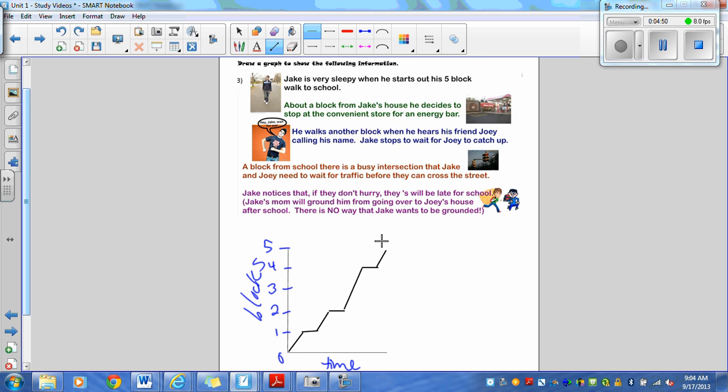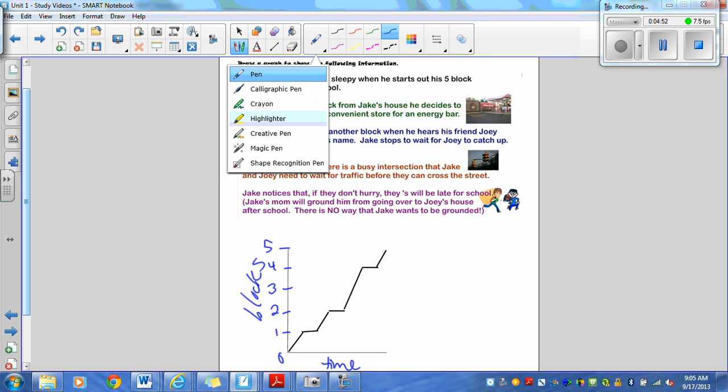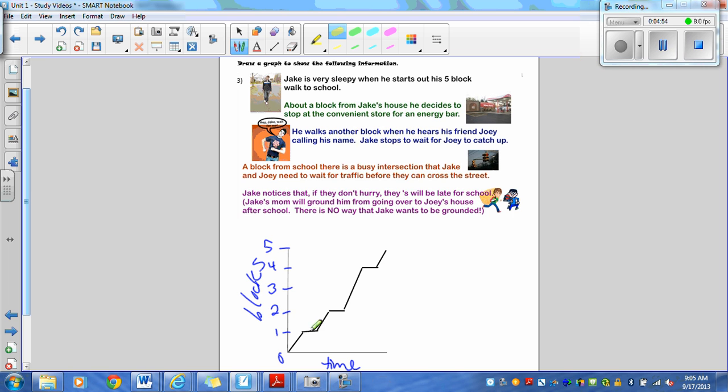So you actually stop 3 times, and I'm going to highlight those. You stop for the convenience store, you stop to wait for Joey, and you stop for the busy intersection. And so you stay at that block for a little bit of time. So that's why the distance hasn't changed for blocks 1, 2, and 4. That's all we have.